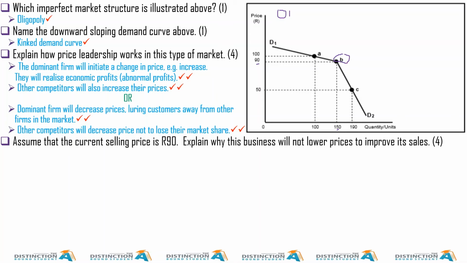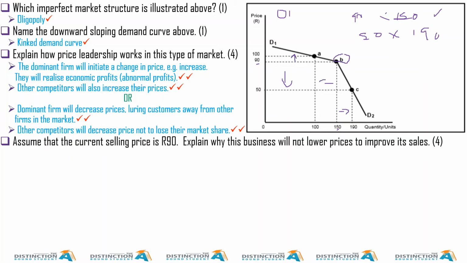Explain why this business will not lower its price. Okay, let's say to 50. Okay, lowering its price to 50 has a good thing in a way, which is it increases their market share, or it increases people who buy from them, something like that. But economically, it doesn't make sense because 90 times 150 is better than 50 times 190. So this is the best. So that's exactly why the business will not lower its price.